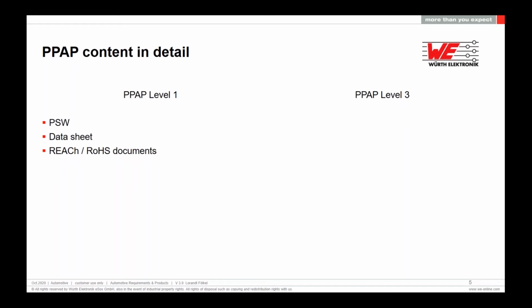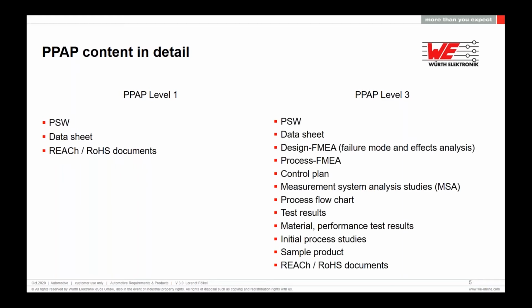By delivering components in level 3, which is most of the components, I would say 99%, you just get a little bit more documentation like FMEA, you have a control plan, flow chart, the test results, and of course also the sampling process, and much more information, much more details than in level 1.